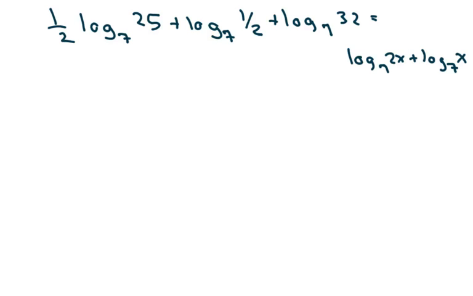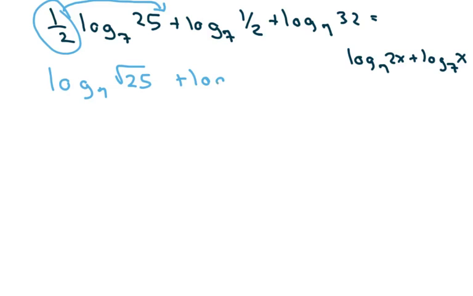So for this side, the first thing I'm going to do is move this 1/2 here. So it's going to be log base 7 of 25 to the 1/2, which is actually just the square root of 25, plus log base 7 of 1/5 plus log base 7 of 32. And I'm going to go ahead and combine this. That's going to be log base 7 of 2x squared.